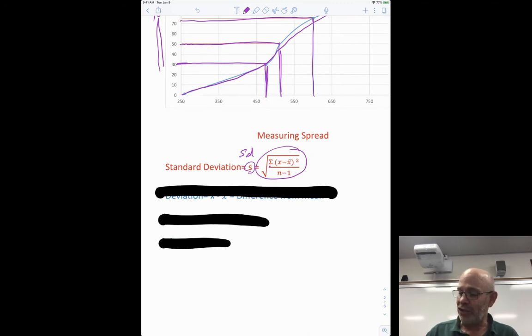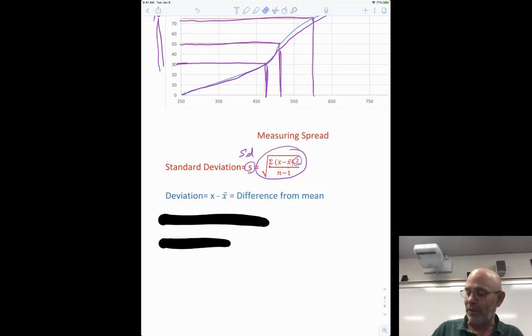It's a summation of each X minus the average squared, and divide that by the number of data points minus 1 and take the square root. I'm actually going to do an example problem for you here in just a second. So I know that might be a little confusing, but I'll walk you through one.